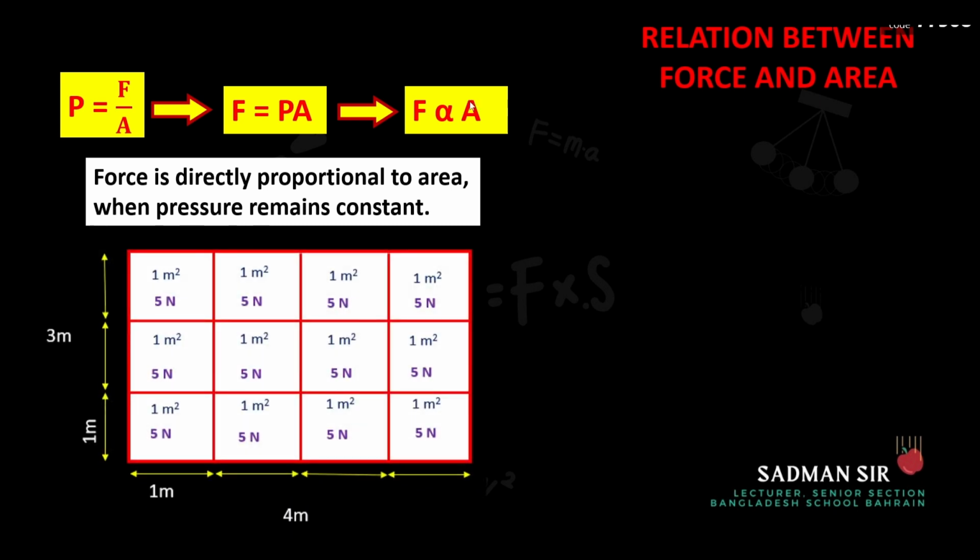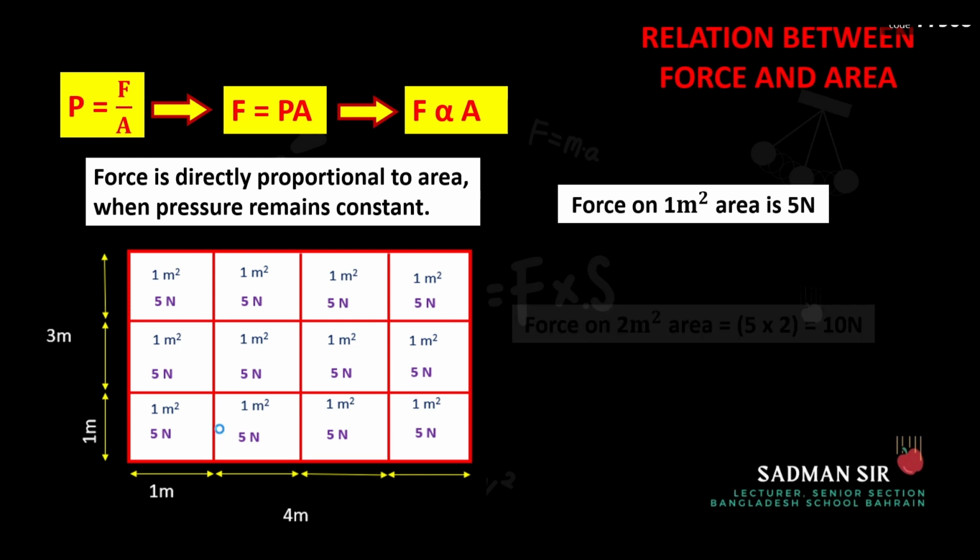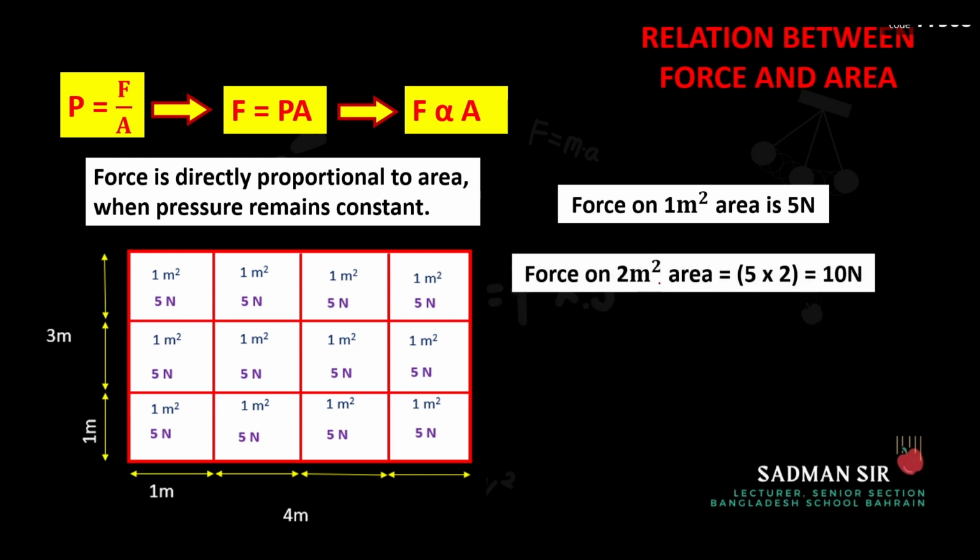If you remember, in the first video, we saw this table, right? We saw this surface where we explained the concept of pressure. So here on 1 meter square area, how much force is acting? That is 5 Newton, as you can see in this small box. Okay. So 5 Newton force is acting on 1 meter square area. Now if I take 2 meter square area, that means 1 meter square, 1 meter square. So these two boxes, if I take, then how much total force is acting? That is twice of 5 Newton, right? Because 5 Newton we get. So we can write force on 2 meter square area is 5 into 2, which is 10.